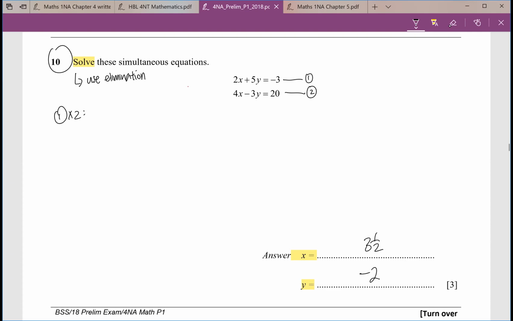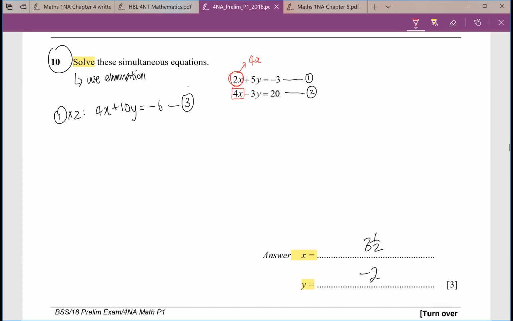Then you times the whole equation. So, 2 times 2, 4. 5 times 2, 10. Negative 3 times 2, negative 6. Okay, so now I form my equation. So you times 2 because you want to make 1 and 2 the same? No, I want to make the x the same. You see the x is 4x, right? So I want to make these also 4x.